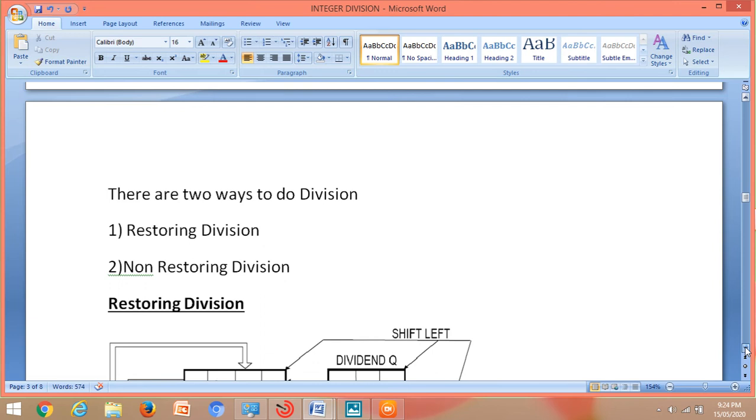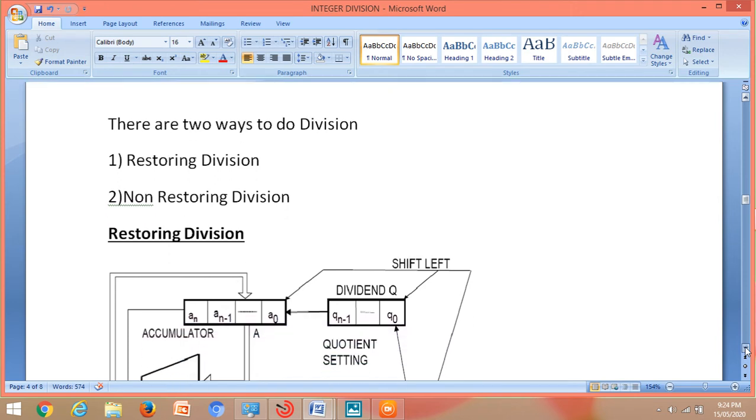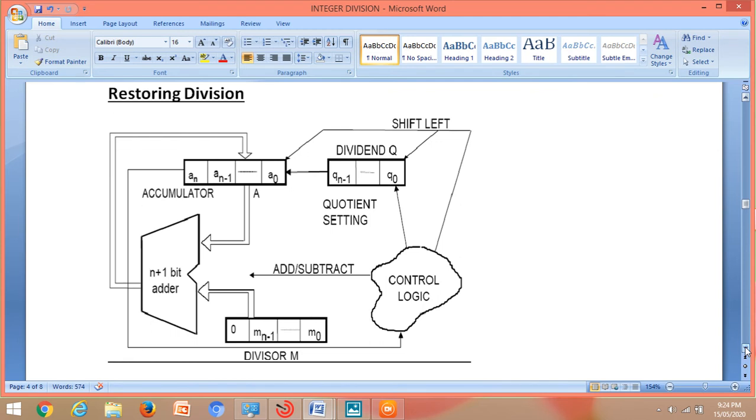Now how exactly is this division done in the computer? Whatever we have been saying so far are the by-hand methods. Now, how does the arithmetic and logic unit perform the division? There are two ways to do the division. The first one is called the restoring division method and the second one is called the non-restoring division method. So just check the diagram of this restoring division method. First we'll see the restoring division method.